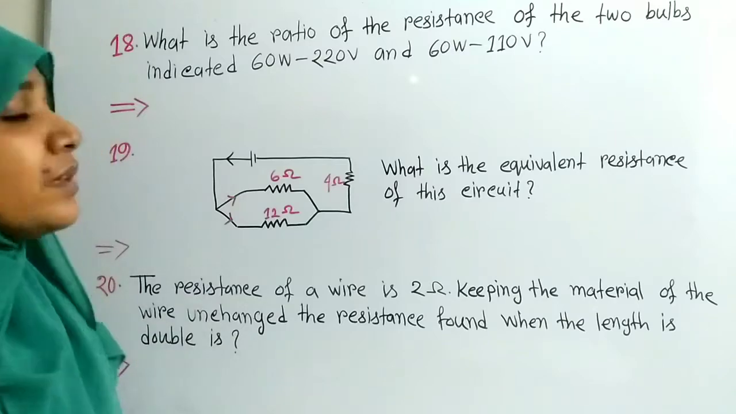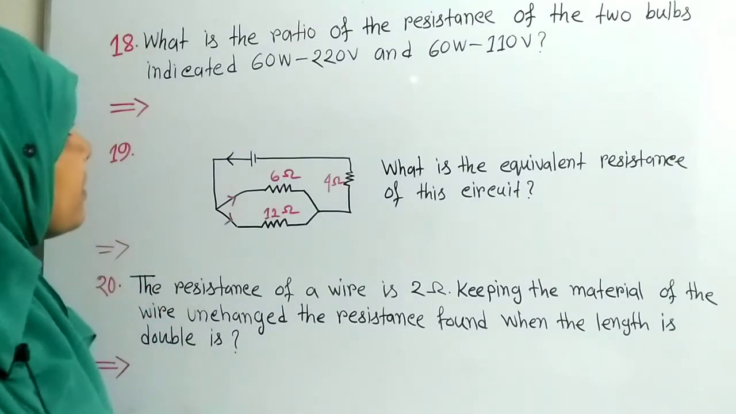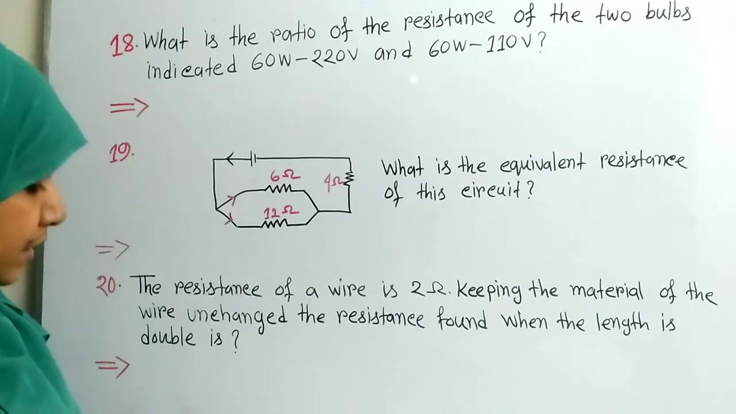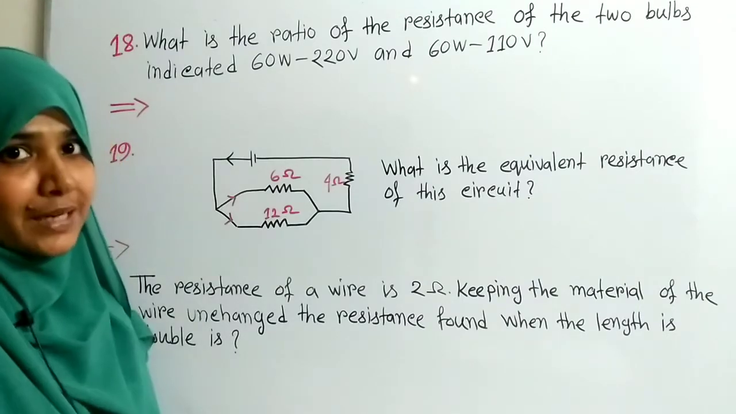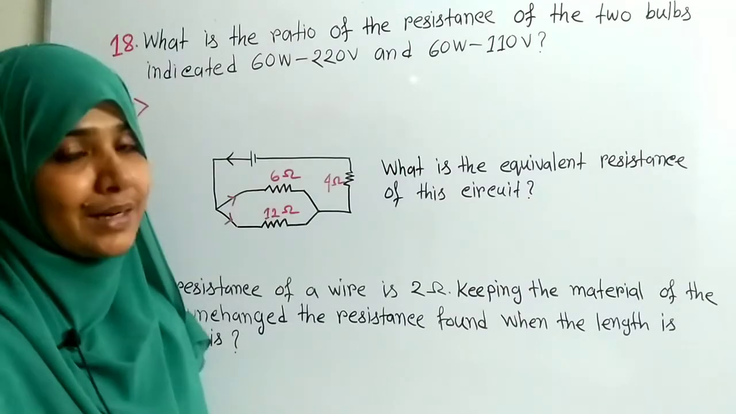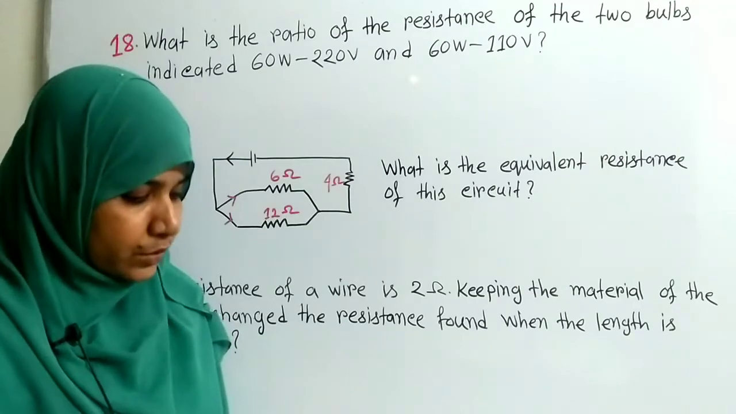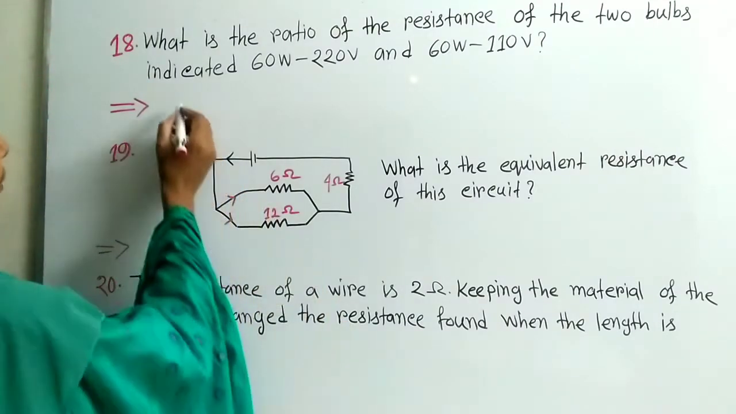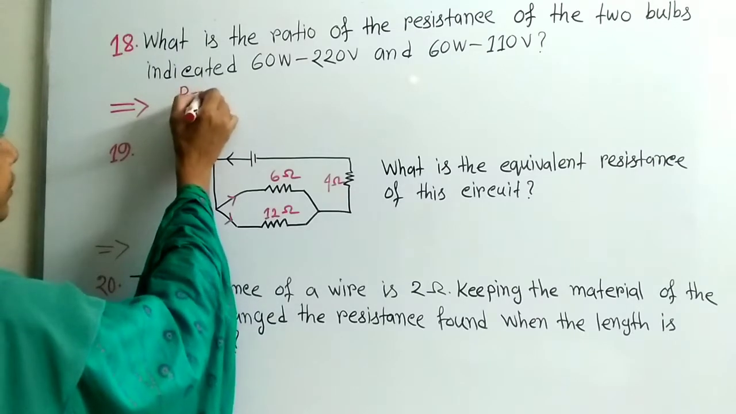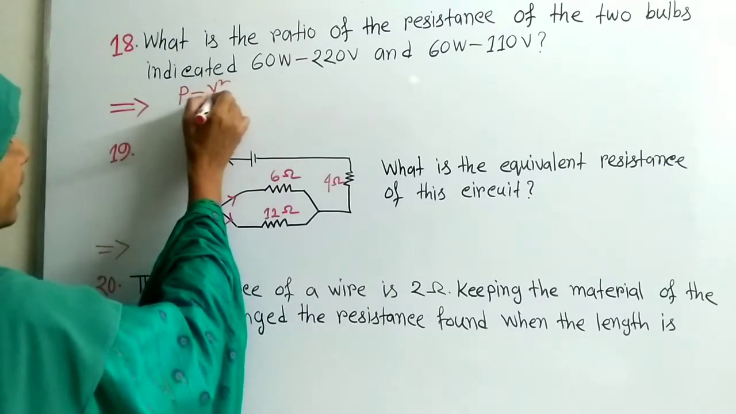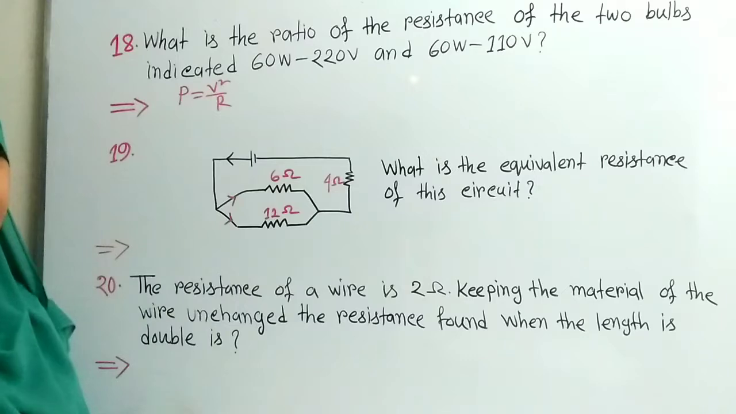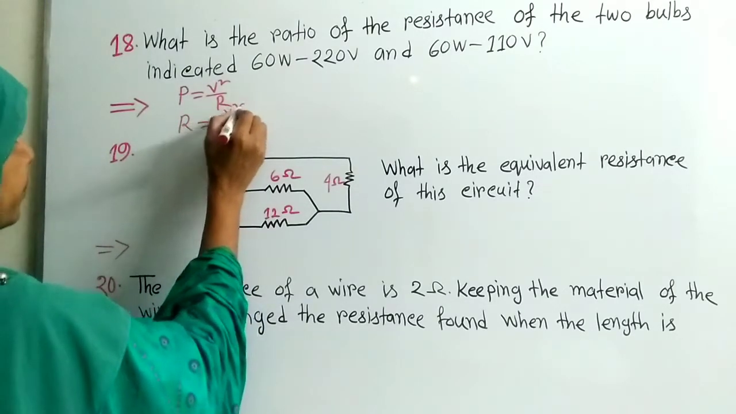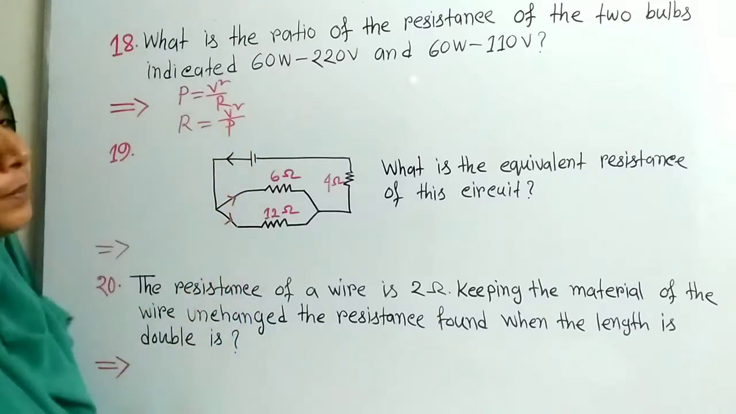Our 18th question is, what is the ratio of the resistance of the bulbs indicated 60 watt 220 volt and 60 watt 110 volt? Students, you know that from the equation of power, P is equal to V square by R. So we can write that R is equal to V square by P.